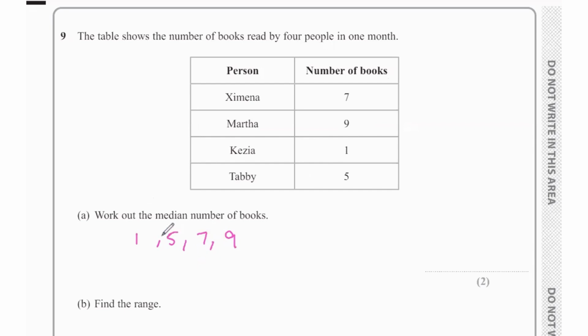So the median will be in the middle of 5 and 7. So if we do 5 plus 7 divided by 2, that's going to be 12 over 2, and that is 6, which means the median number of books is 6.